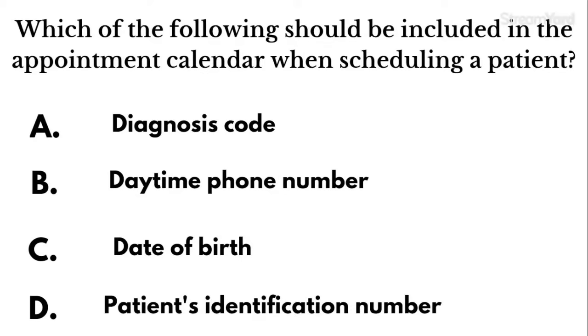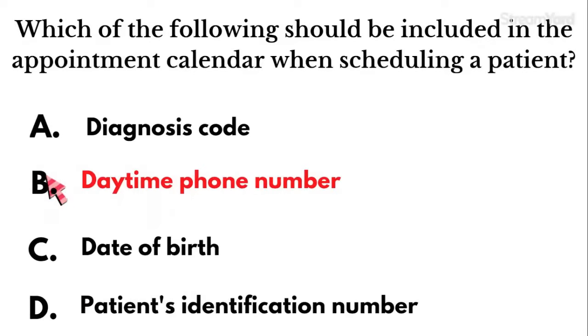All right, I see Erica and Veronica also said B. So yes, the answer is the daytime phone number. So diagnosis code, absolutely not. First of all, the doctor determines a diagnosis code once he sees the patient, so we can already rule that out. Date of birth is already going to be in the patient's chart. We don't have to include that when making their appointment. Patient's identification number, not that either.